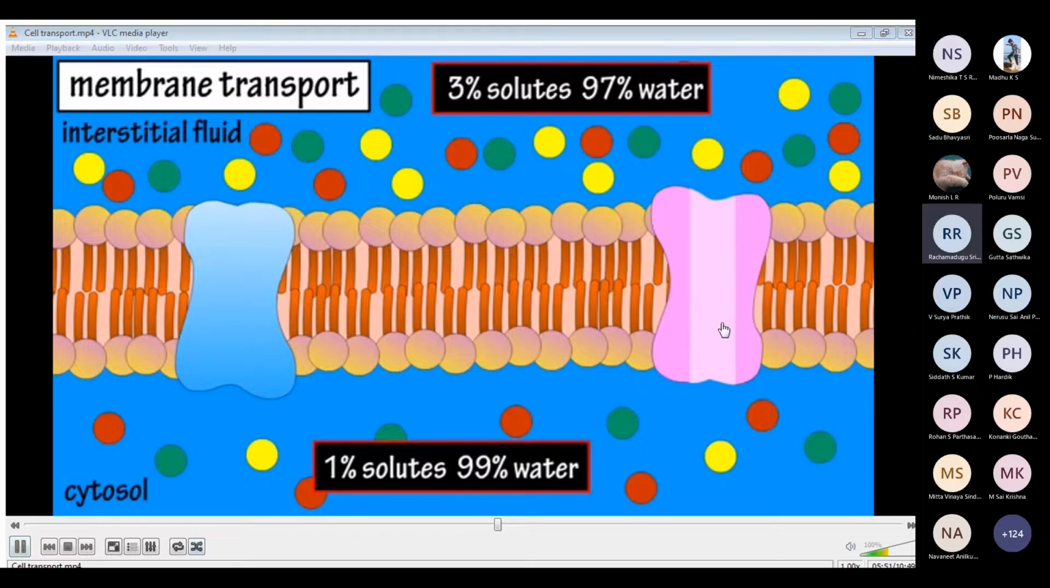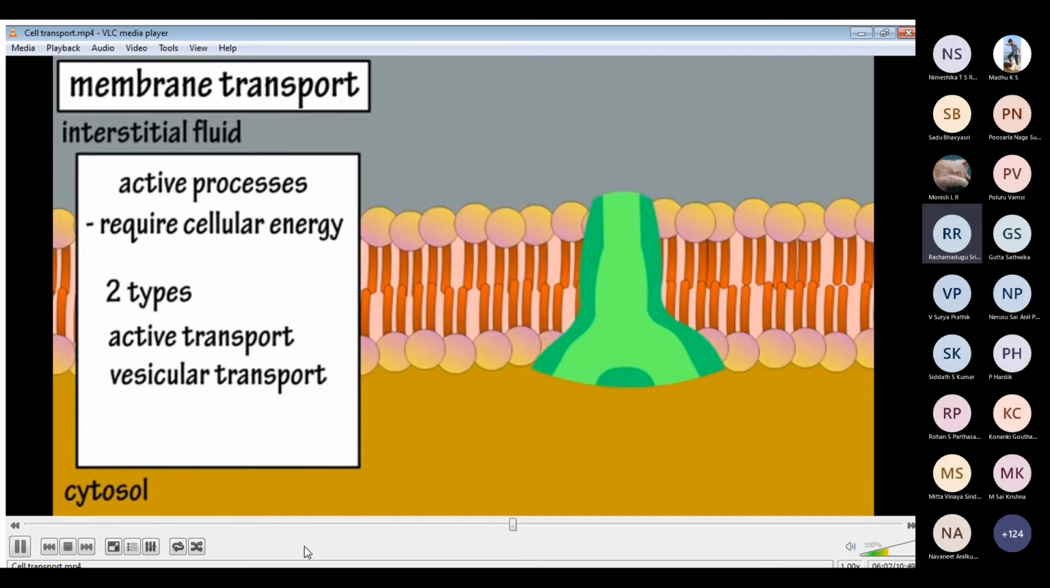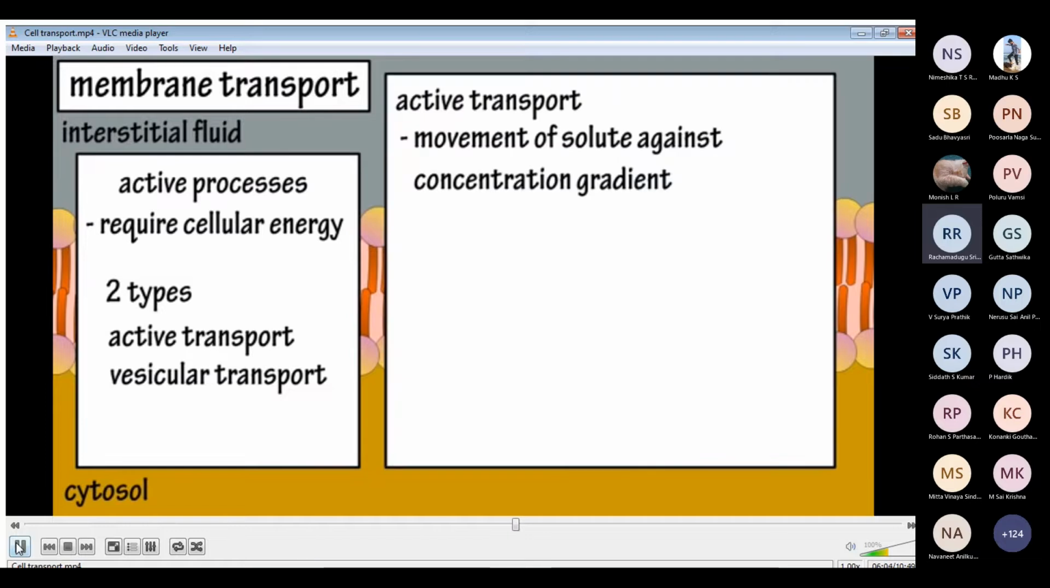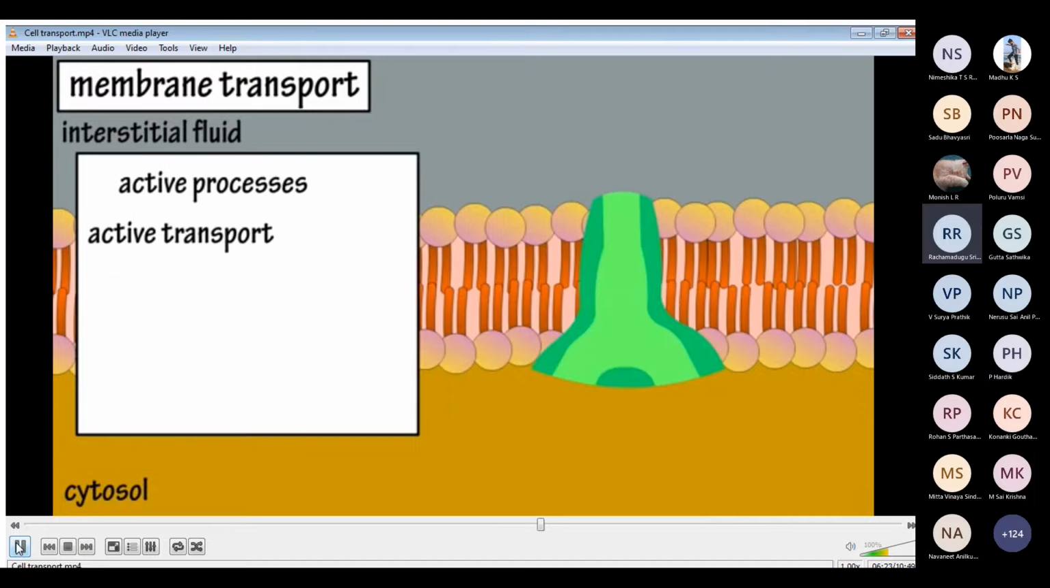Now let's look at active processes. Active processes require the use of cellular energy for membrane transport. There are two types of active processes: active transport and vesicular transport. Active transport is the movement of a solute against its concentration gradient, or going from an area of low concentration to a place of higher concentration. Vesicular transport is the transport of large substances across the plasma membrane by a vesicle, which is a membrane-bound sac filled with materials. Active transport has two types.